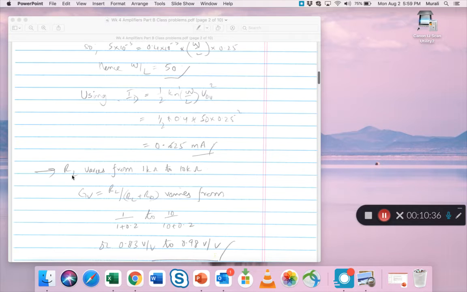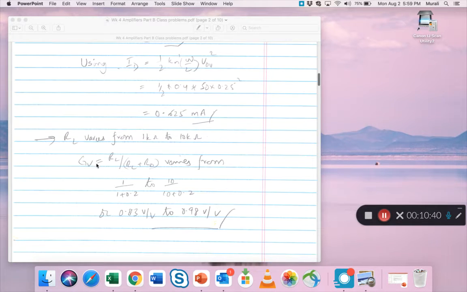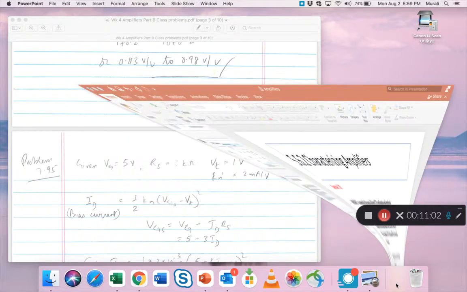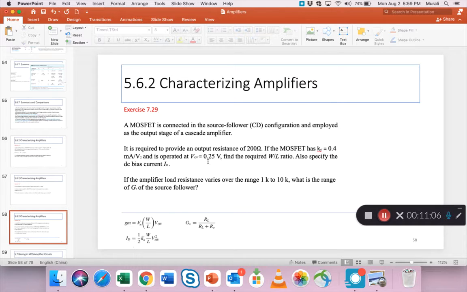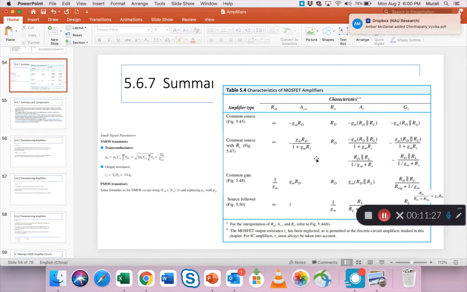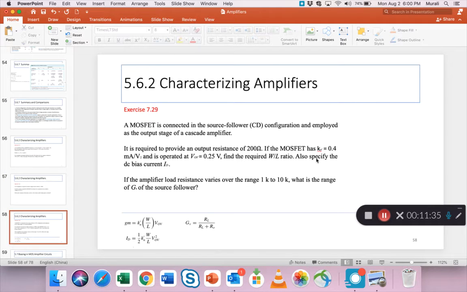Okay. The second part of the question says if RL varies from 1K to 10K, Gv varies from this to this, right? The formula is pretty simple, RL by RL plus Ro. So it varies from 0.83 to 0.98 depending on the output load resistance. All right. So those were 3 examples of the numericals related to the 3 different amplifier configurations that we studied in the last lecture. These formulas are all in the textbook. Some of them are in this table also, right? So just make sure you know where to go looking for formulas to help you solve these problems.